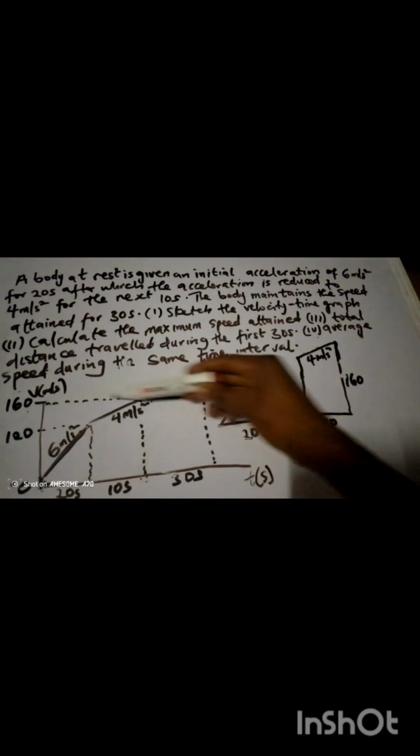That's the first triangle. And the second one, look at it from here to here. That is 120 also. From here to here is 160. If I trace it down here, I'm going to see that it is 160. And from here to here is 10. So looking at it now, for the first 30 seconds, we are going to have two shapes, a triangle and a trapezium.